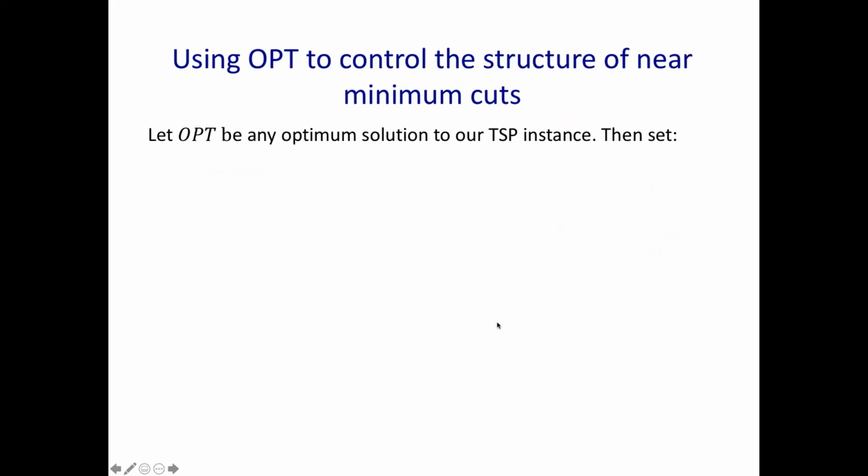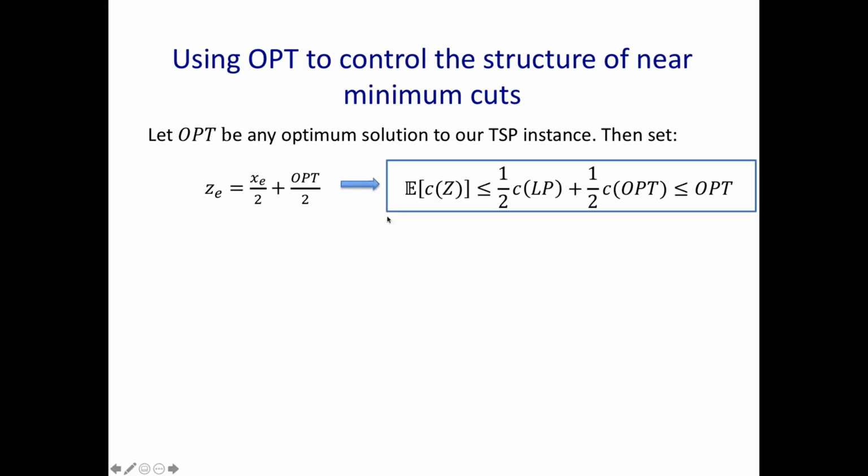Okay, so to obtain a simpler structure of near minimum cuts, we're going to consider a different solution to the Held-Karp linear programming. We're going to consider the average of opt and the obtained point x. So this point z is clearly in the TSP polytope. It's the convex combination of two feasible points. And actually, it costs at most opt. And note that we don't actually need to know opt for our algorithm, since we're just showing the existence of a cheap solution to this matching LP. So this appearance of opt is only in the analysis.